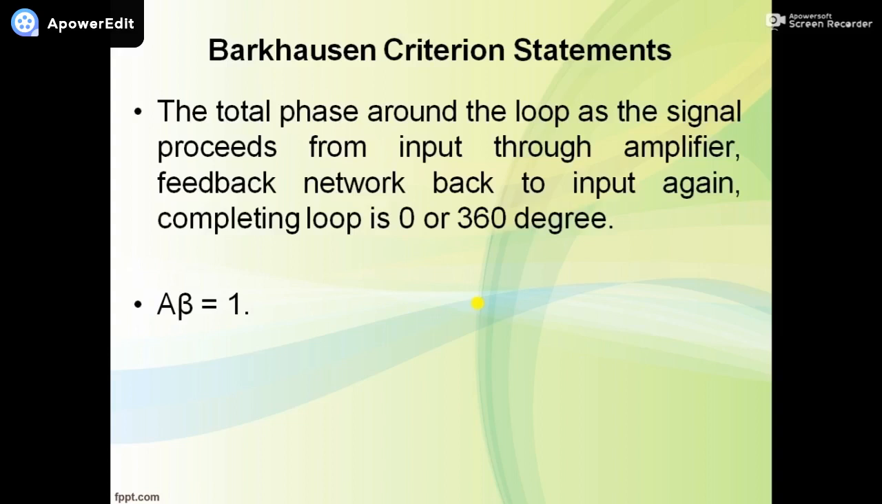The second statement is A beta equal to 1. A is the gain of the voltage amplifier, and beta is the feedback factor. When the product A beta is equal to 1, only then can we get a proper frequency of oscillations at the output of the oscillator circuit. When we follow these two statements, we get proper oscillations.